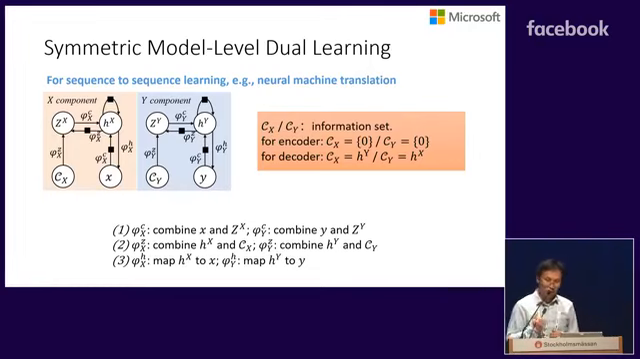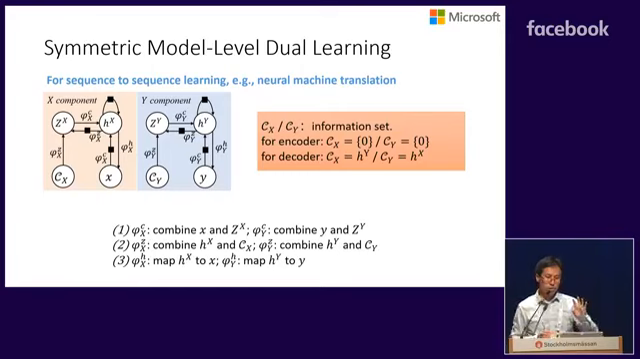So let's have a look at technical details. We first check the symmetric setting. For the symmetric setting, here we consider a specific task we call sequence-to-sequence learning. Both X space and Y space are sequences, but maybe one is, for example, Chinese, and another is English.